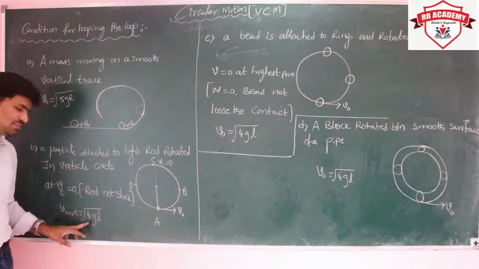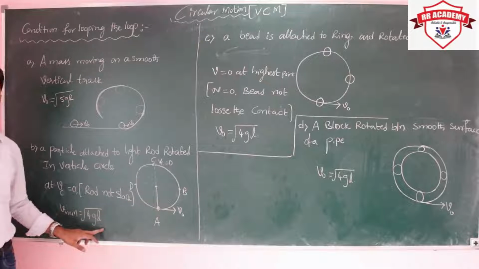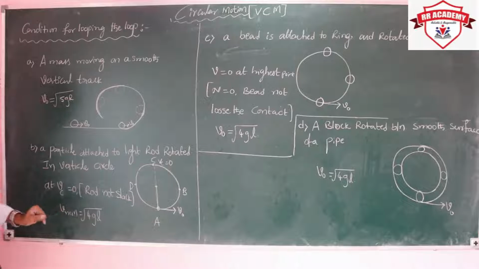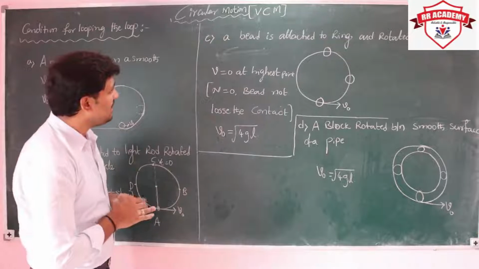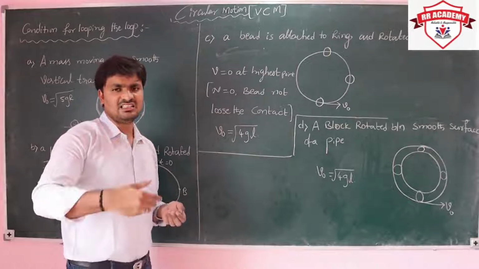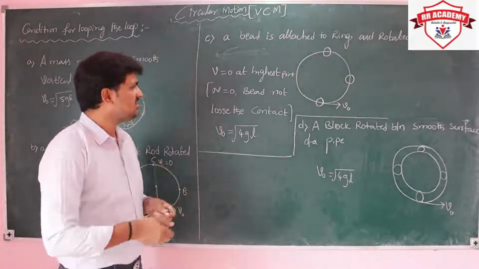So at that time the minimum velocity is under root 4gl. Previously we gave that example, under root 4gl. And one more example: a bead is attached to the ring and rotated, meaning a small object that is attached to the ring and that is rotated.